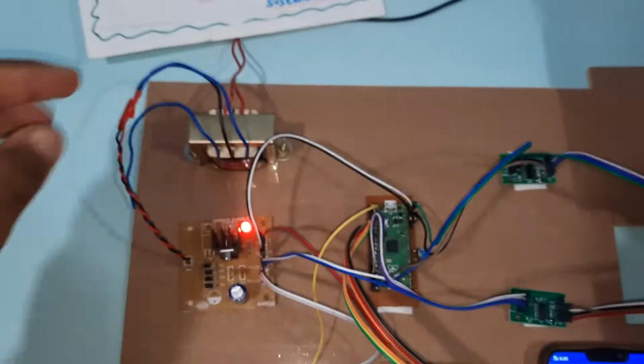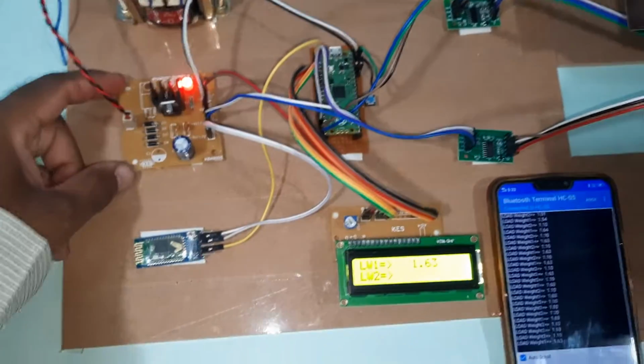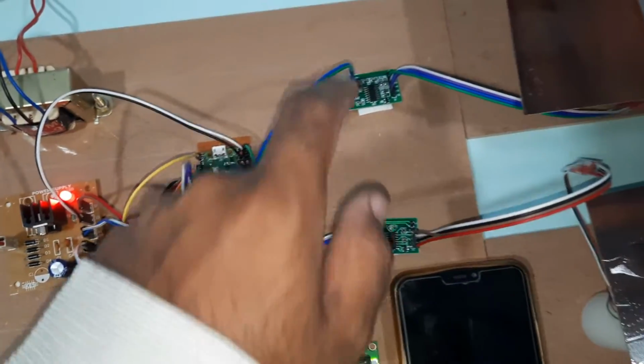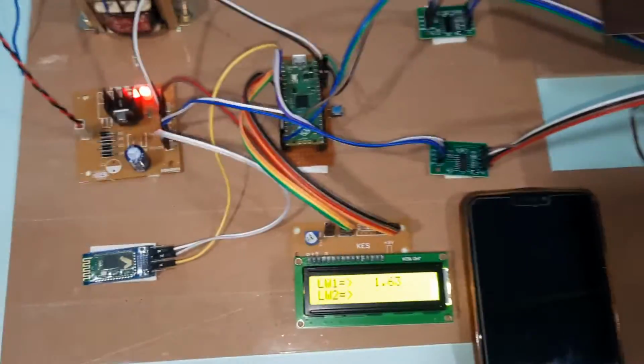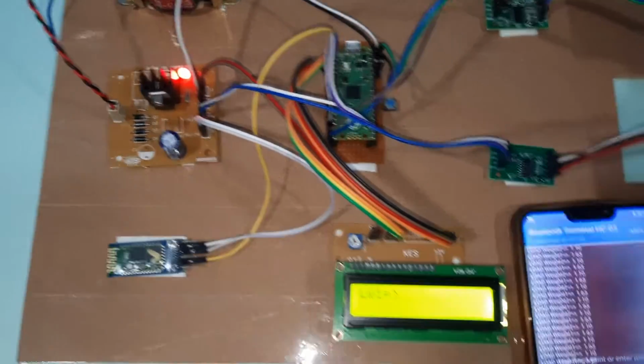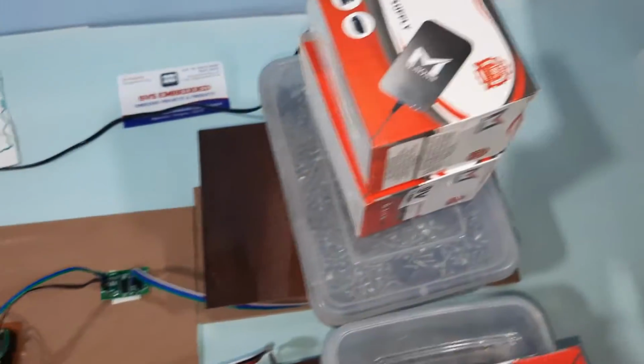So this is a power supply module, power transformer, Bluetooth, Raspberry Pi Pico, HX711 and 16x2 LCD display, and we are using two load cells. Okay, so now I am adding extra.